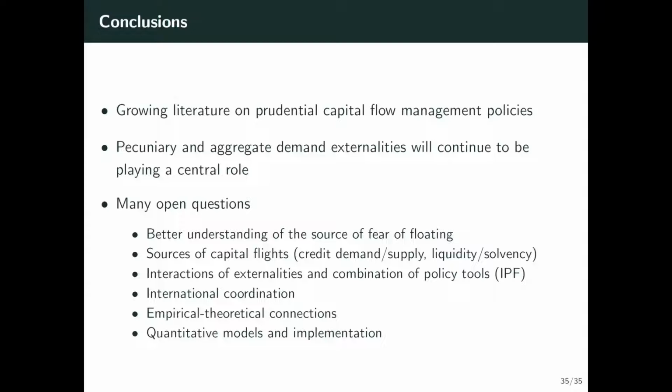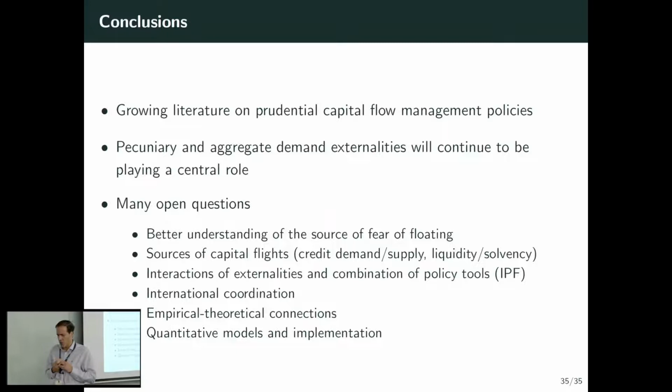There's a need for a better understanding of the sources of these fear of floating costs. Here, I talked about this capital flight shock that was a direct shock to these intermediaries, but one could go deeper in understanding where those shocks are coming from. Once you start combining aggregate demand externalities and pecuniary externalities, there are many other interesting implications for policy. And that's part of what the IMF is doing.